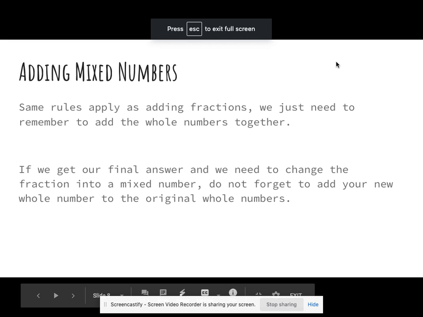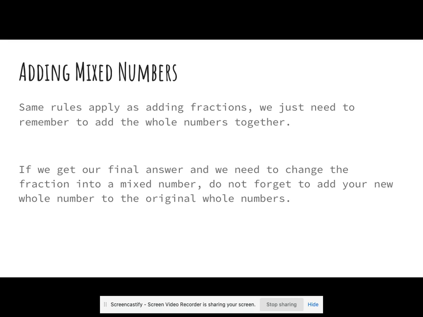The next step in our progression is we need to add mixed numbers. So the same rules are going to apply as we did adding fractions. We just need to remember to add the whole numbers together. Now, a lot of times the mistakes happen when we do all of our work.